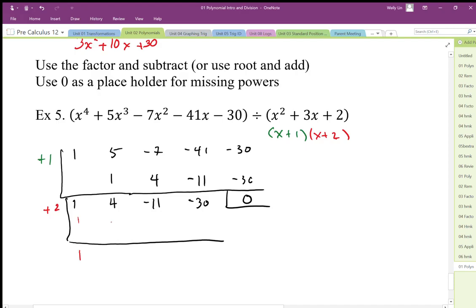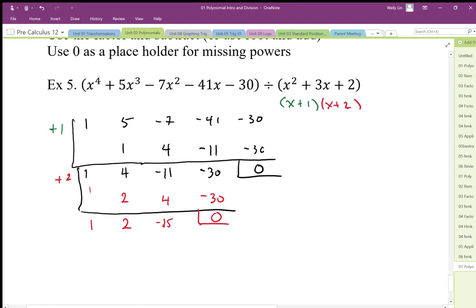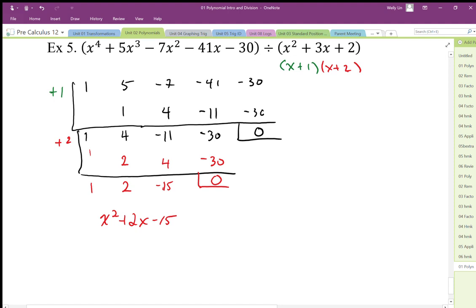1 times 2 is 2. Subtract, I get 2. 2 times 2 is 4. I subtract, I'm going to get negative 15. Okay, 2 times negative 15 is negative 30. I subtract, I get a remainder of 0. So my quadratic that I generate when I divide this fourth degree by this quadratic, now I did it in 2 steps, my quotient is going to be x squared plus 2x minus 15.